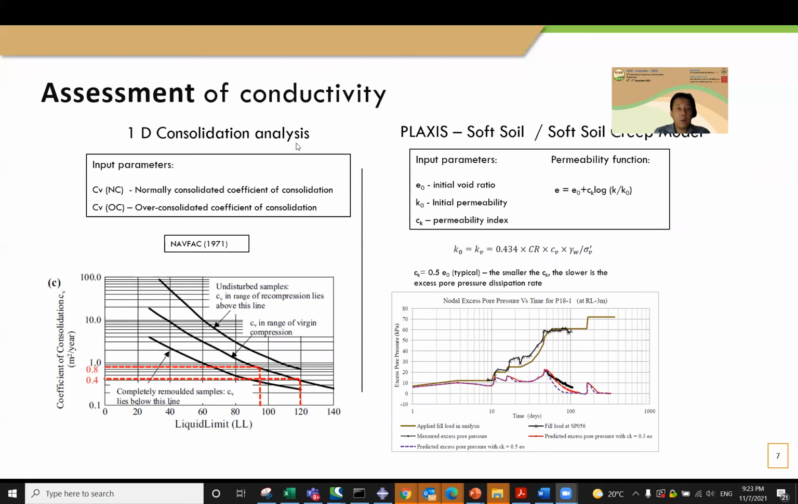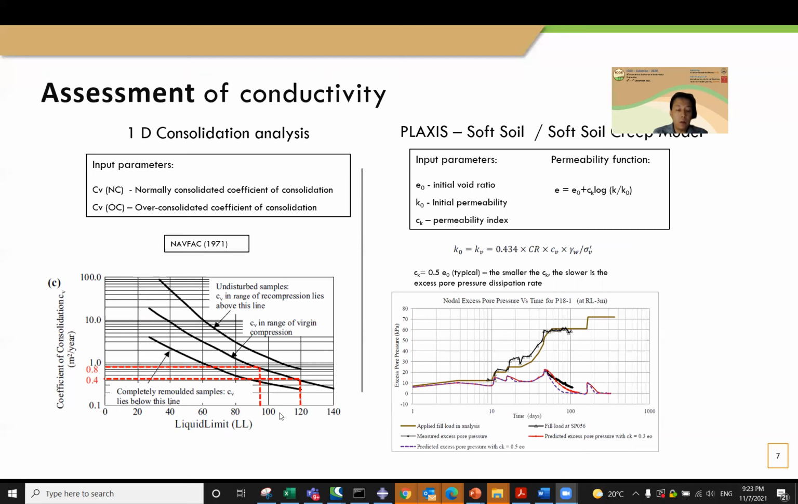As for the assessment of the conductivity, if we are doing a 1D consolidation back analysis, then the coefficient of consolidation, Cv, is normally the input parameter. Important to recognize that Cv is not an intrinsic parameter, as it varies with OCR. NAVFAC 1971 gives some ballpark figure of Cv for the different consolidated state and soil liquid limits.